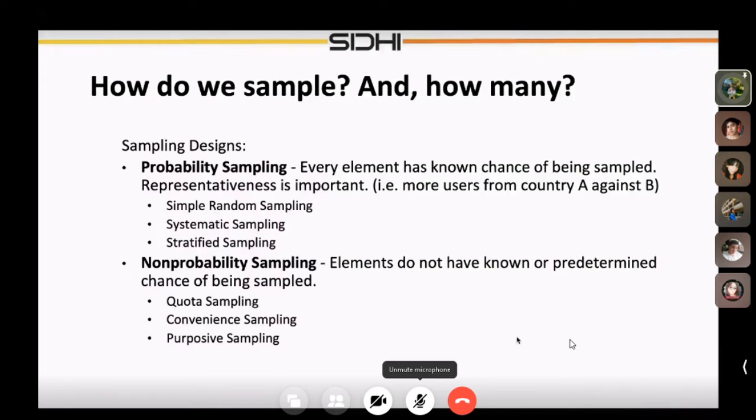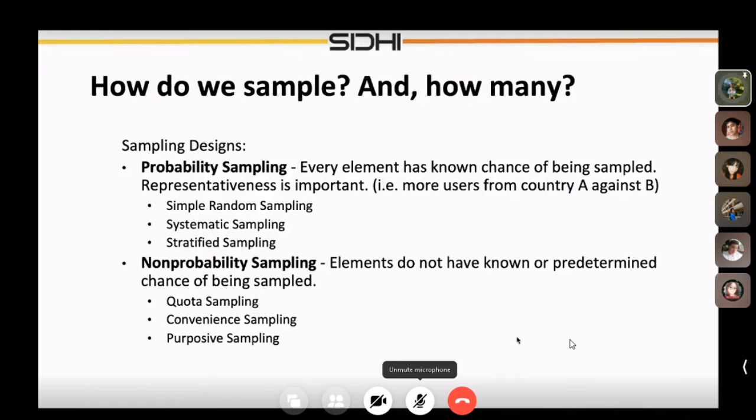So I've listed here three simple probability sampling methods. Simple random sampling: let's say you have 100 elements in your population. Each one would have an equal opportunity to be sampled. That's simple random sampling. If you're conducting systematic sampling, let's say for every nth element that comes in, you sample it. That's systematic sampling.